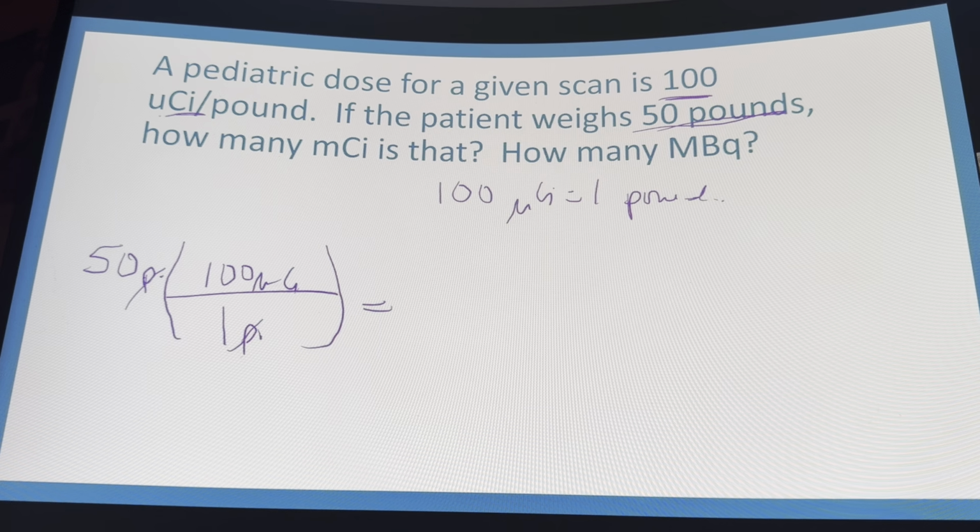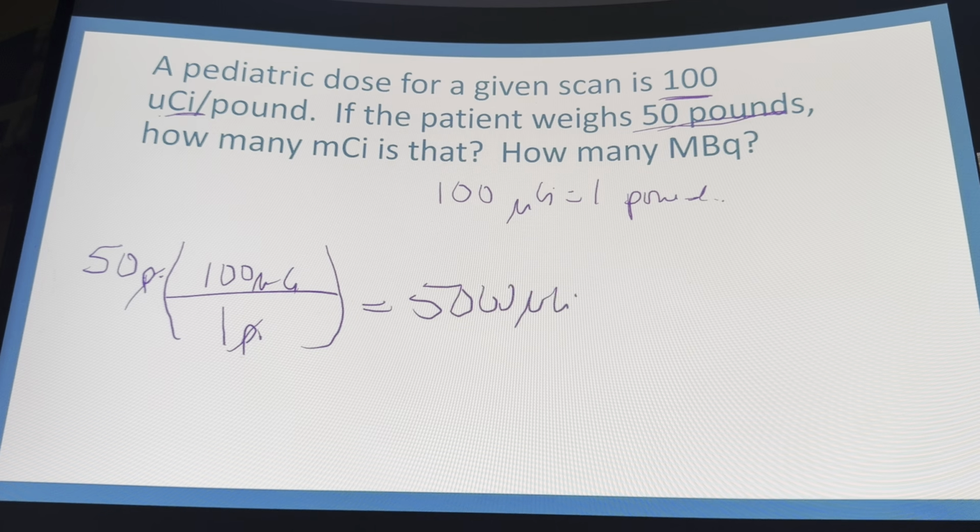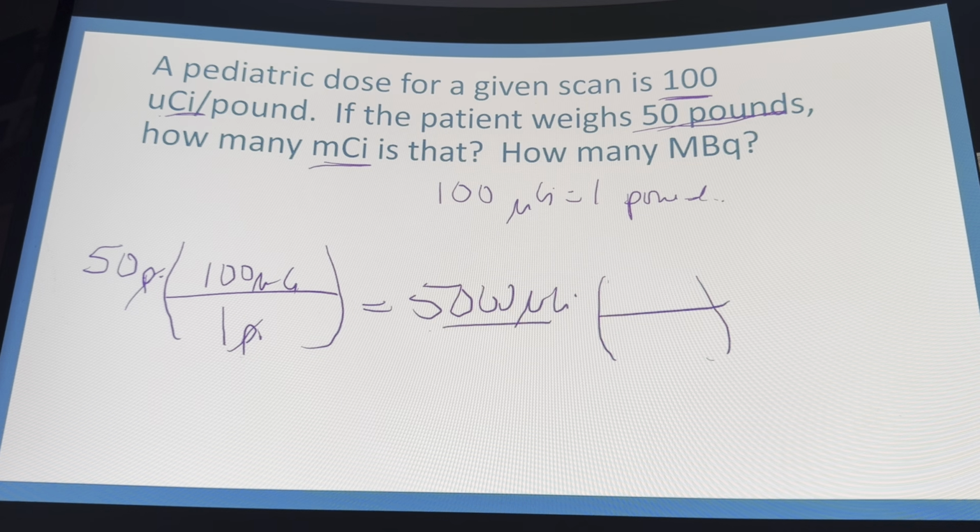50 times 100 divided by 1. Equals 5,000 microcuries. But it asks for millicuries. Well, we've already done this, right? We know how to convert microcuries to millicuries. Whatever's on top goes on bottom. Millicurie on top, 1,000 to the smaller unit. 5,000 divided by 1,000 is 5.